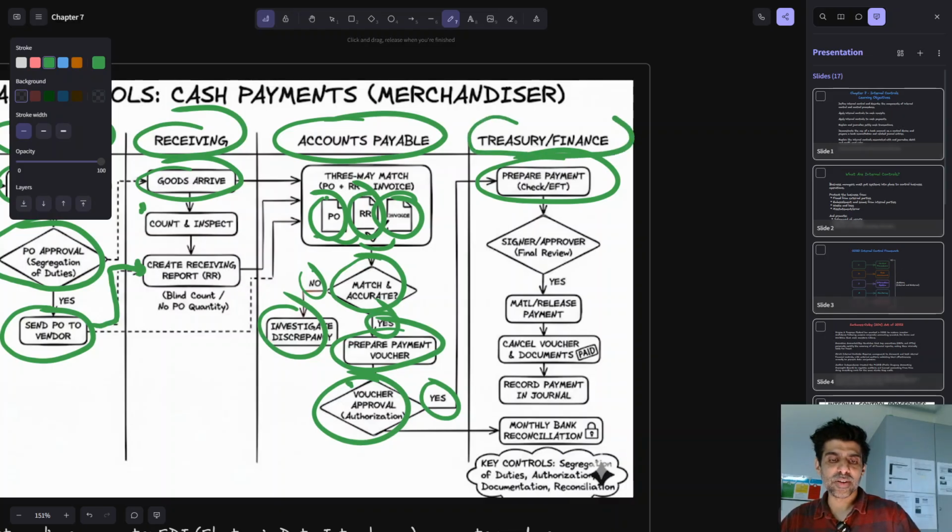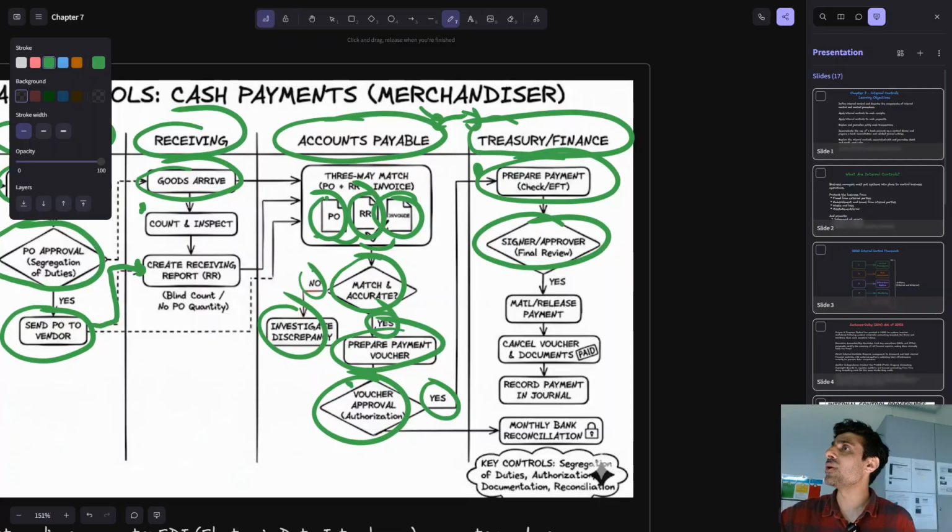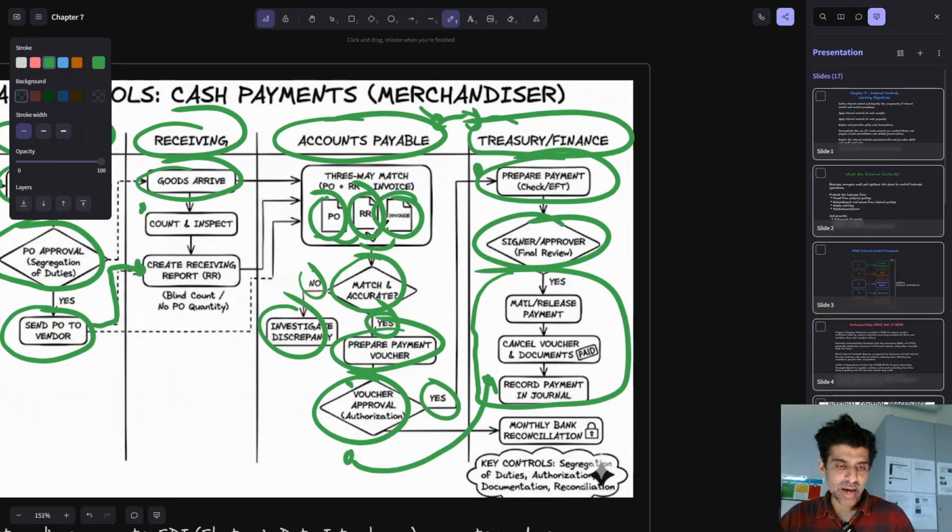And again, this is in a different department, right? So accounts payable is accounting. The treasury department is the one actually handling the cash. This is going to be another final review, right? Another person is going to scrutinize all this to make sure that it is legit before issuing the payment. If it is, then they're going to release the payment and the vendor will get it. The recording of the payment in the journal will then go back to the accounting department.